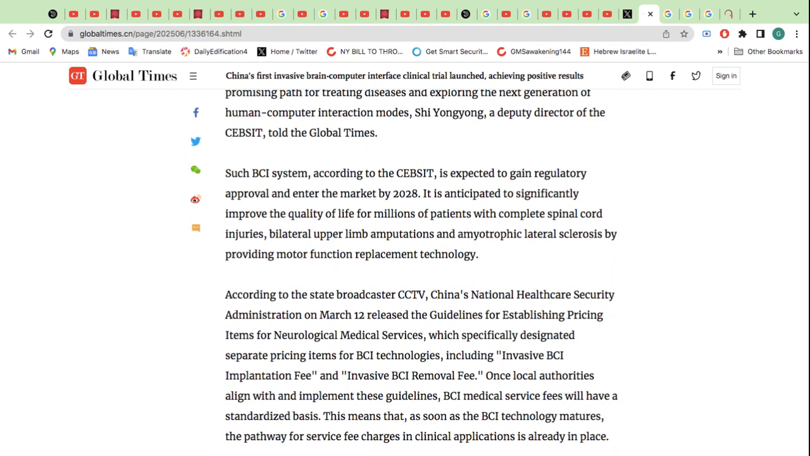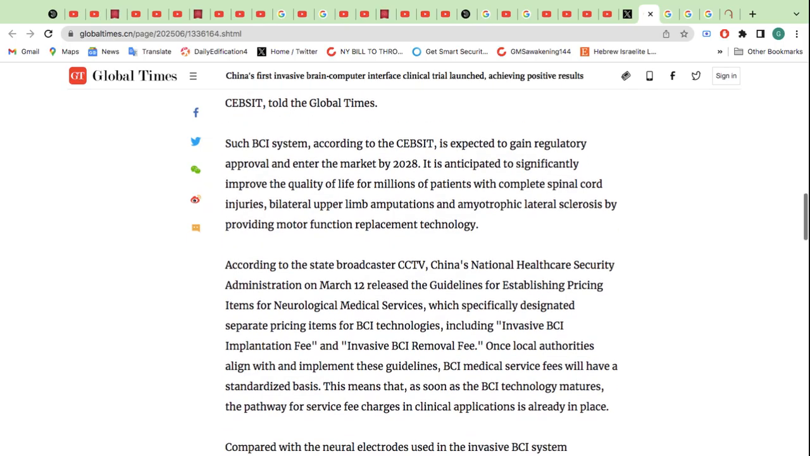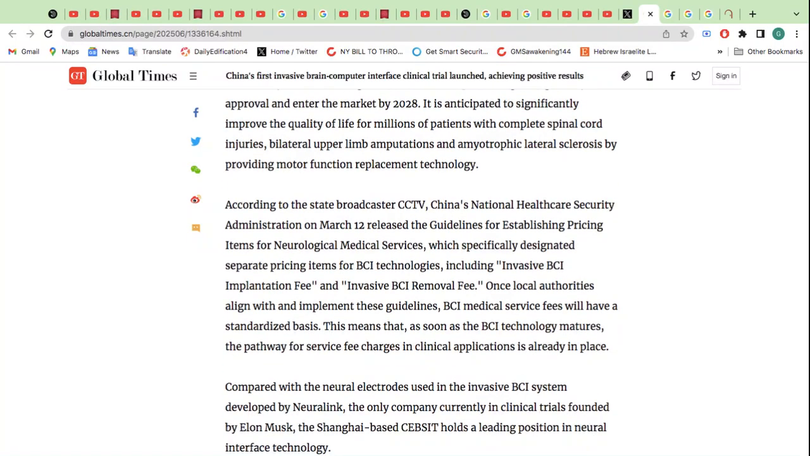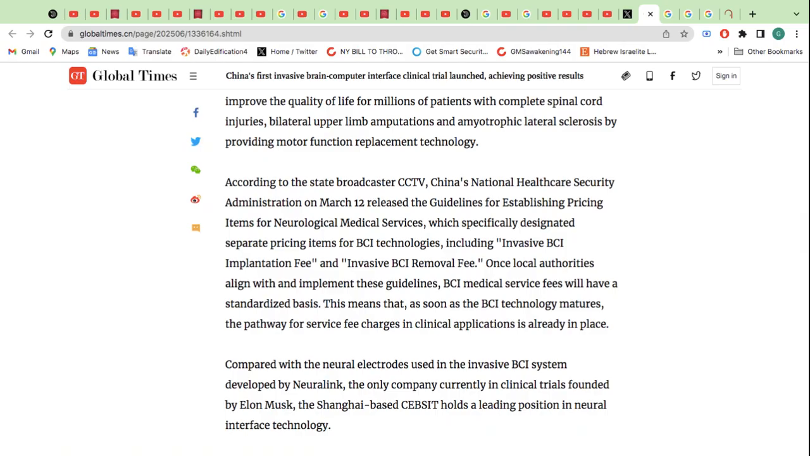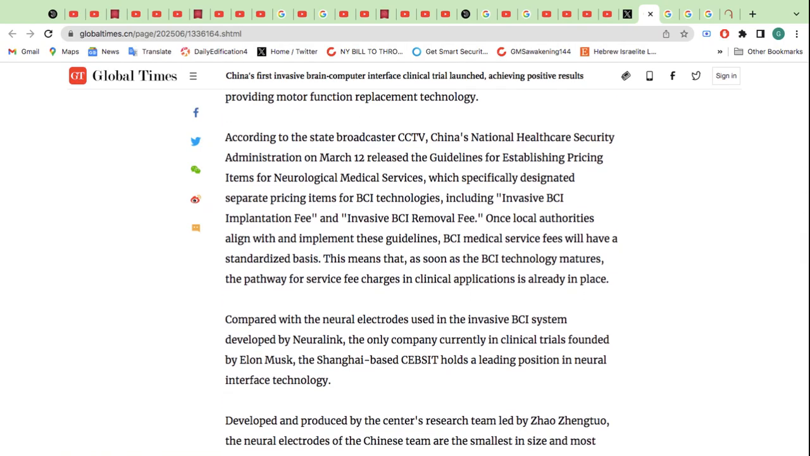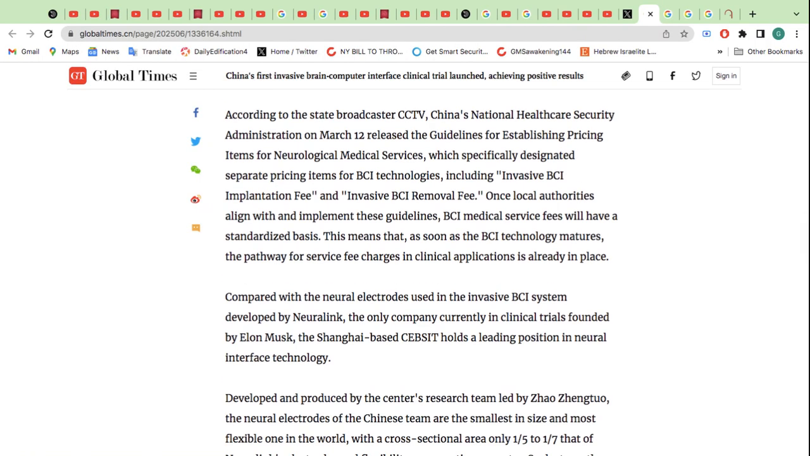It is anticipated to significantly improve the quality of life for millions of patients with complete spinal cord injuries, bilateral upper limb amputations, and amyotrophic lateral sclerosis by providing motor function replacement technology. All right. Ultimately making into some kind of Robocop, really. You see in the movie Robocop, the first one.